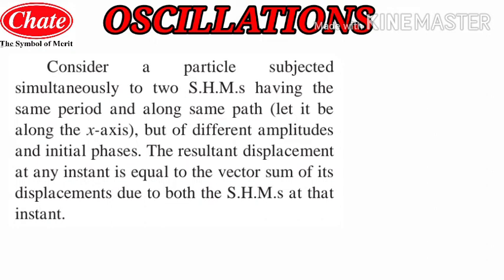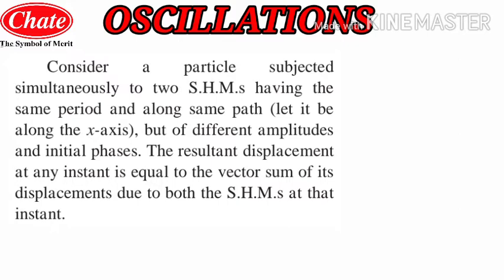Now in this part, we are going to learn about two particles which are simultaneously performing SHM. This is the derivation we have to derive here. For that, consider a particle subjected simultaneously to two SHMs, meaning two particles are performing SHM simultaneously, having the same period and along the same path, but of different amplitude. Amplitude means the values of A are different.